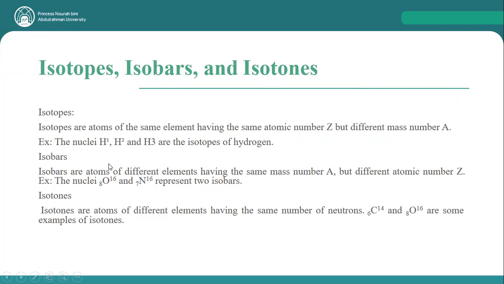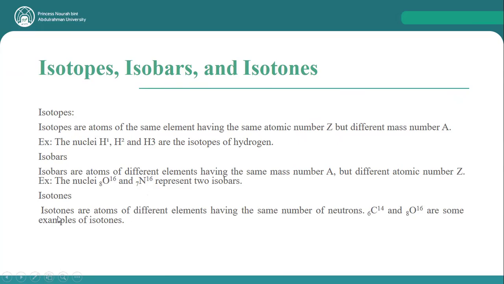The second type is isobars. The isobars are atoms of different elements that have the same mass number A, but different Z number, like oxygen 8-16 and nitrogen 7-16. The oxygen and nitrogen have different Z numbers, but have the same mass number.